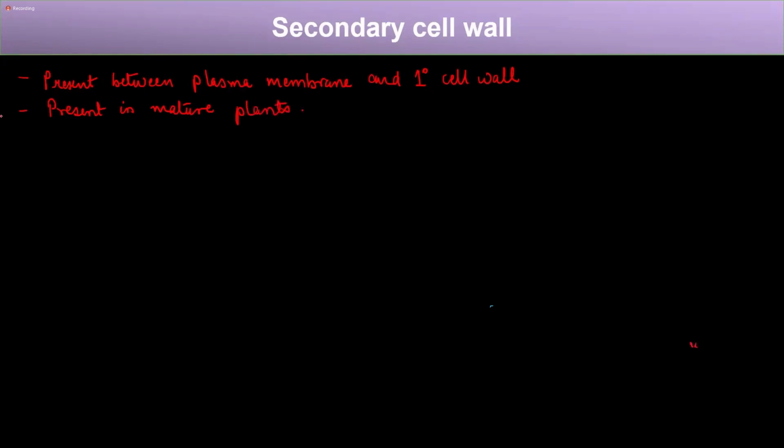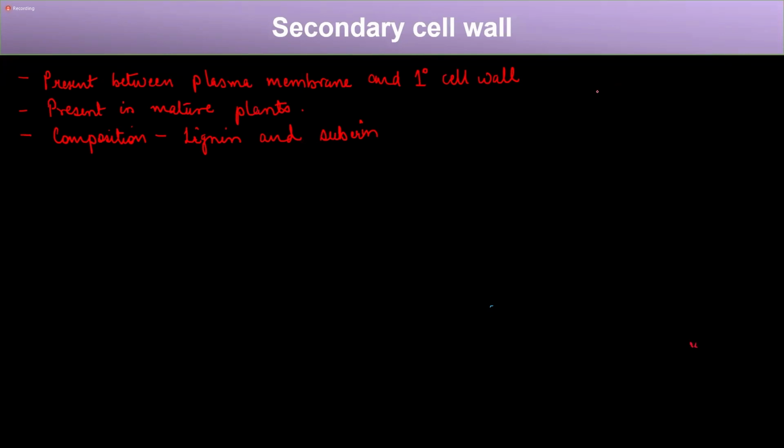And if we talk about its composition, what is the composition of secondary cell wall? It mainly consists of two things: lignin, and there is one more, that is suberin. So it comprises of lignin and suberin. These are the two things of which the secondary cell wall is made up of.